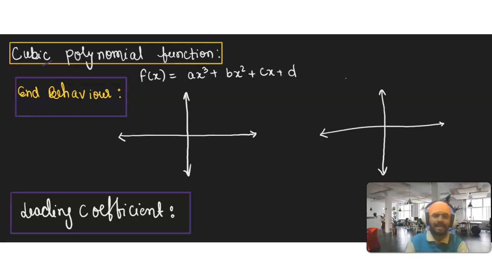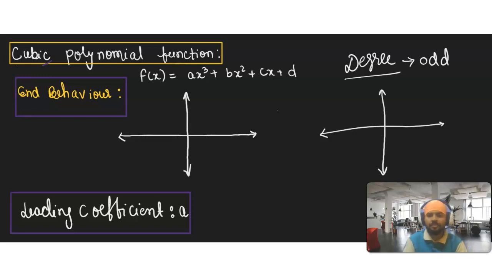Now since it has an end behavior, we have to understand what the end behavior of this polynomial function is. The end behavior of a polynomial function is determined by two things: one is the degree, and the other is the leading coefficient. Since the degree is odd, and the leading coefficient of this polynomial function is a, the degree of this polynomial function is 3, which is odd.